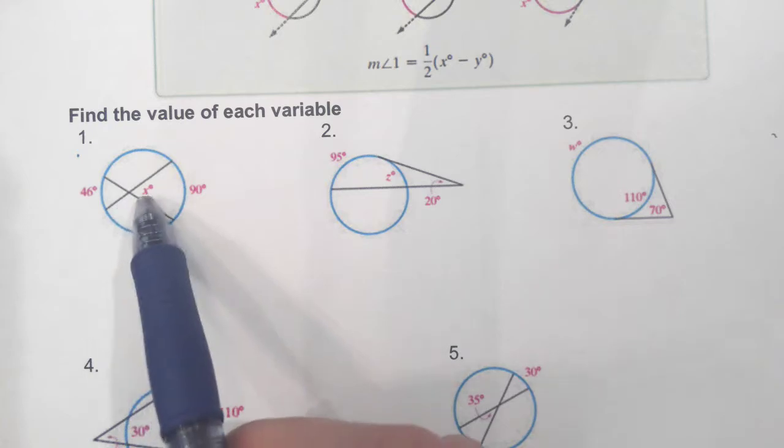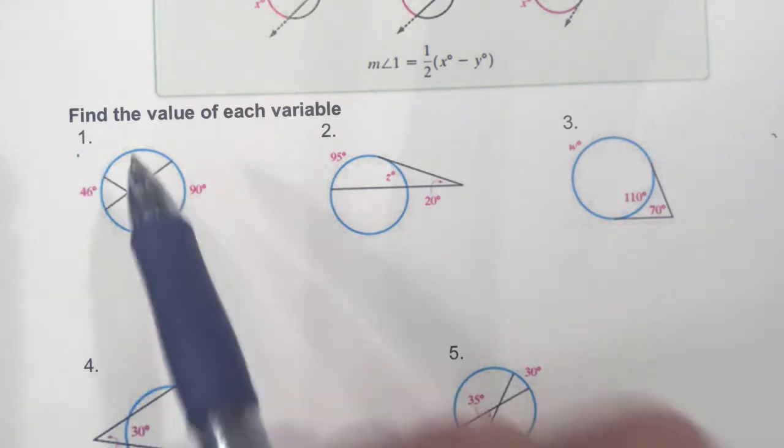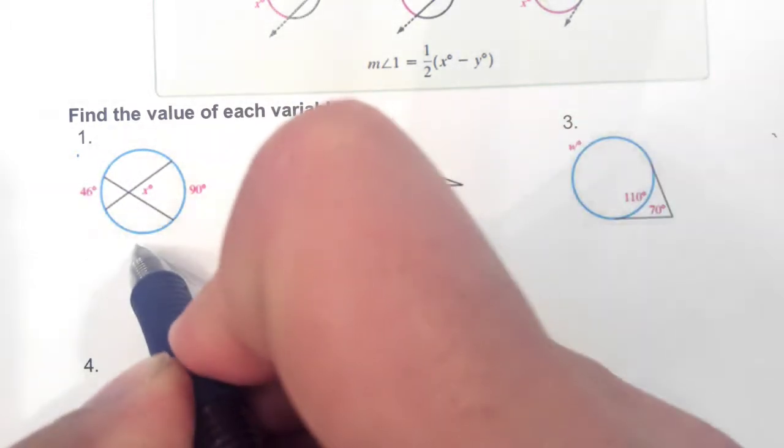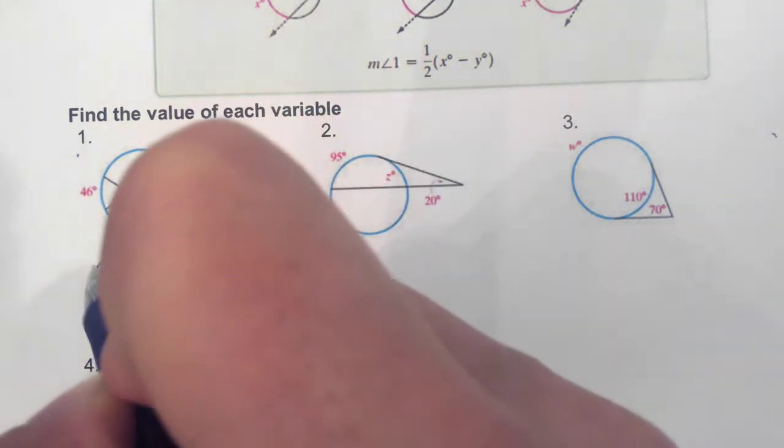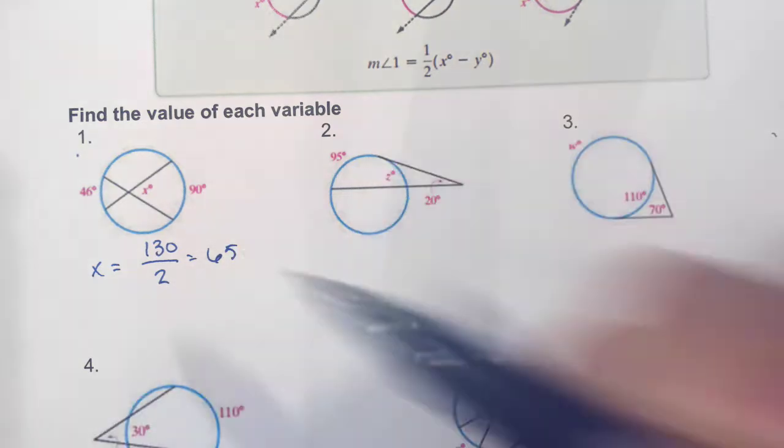These two lines intersect inside of the circle. So to find that angle, I'm going to add my two arcs and divide by 2. So that means x is going to equal 65.